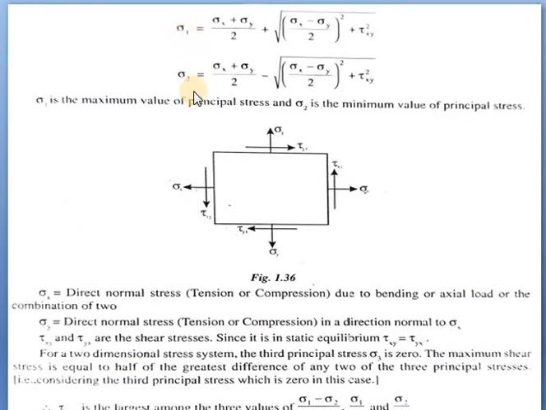So in this way, under the two dimensional stress field condition, this is the equation to calculate the maximum and minimum principal stress, and this is the formula for finding the maximum shear stress, that is, the largest among the three values: sigma 1 minus sigma 2 divided by 2, or sigma 1 divided by 2, or sigma 2 divided by 2. Whatever maximum value you get among these three will be the maximum shear stress.